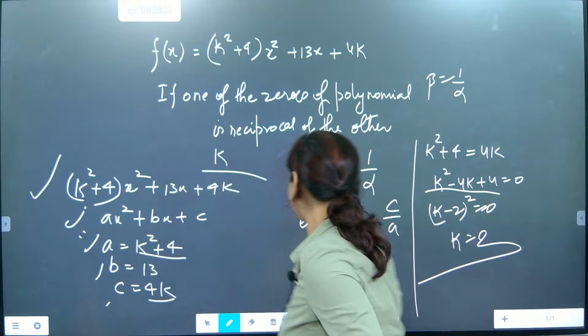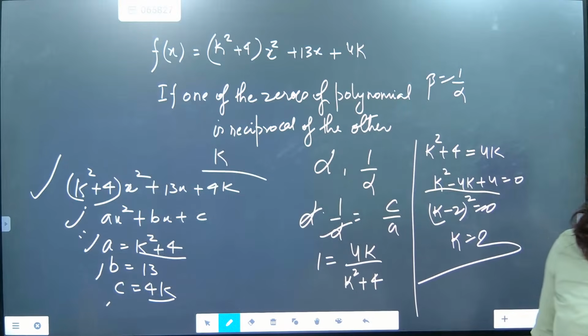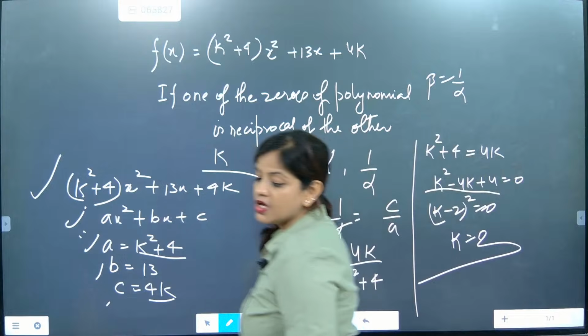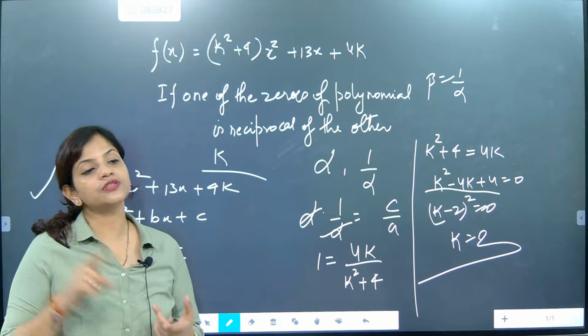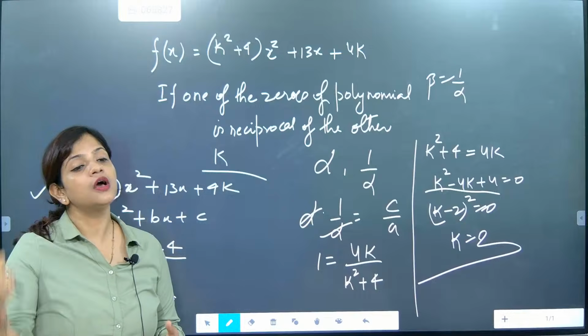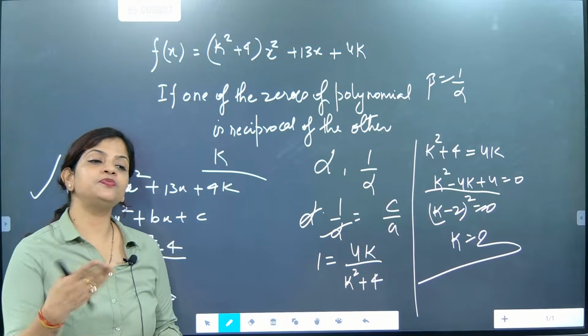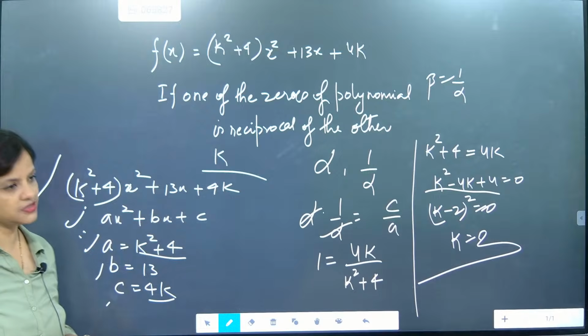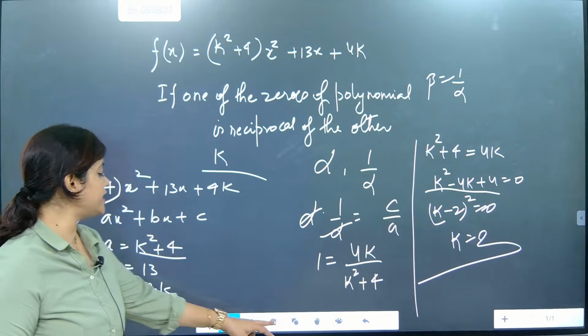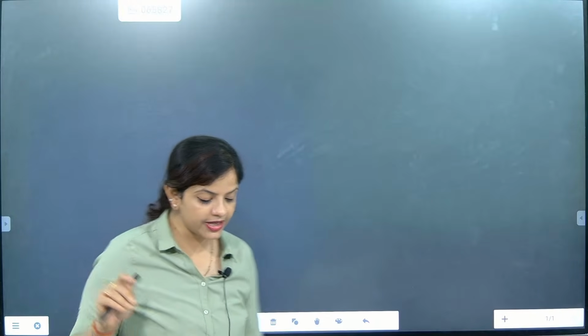Done this one? So you understood now how you are going to deal with it. When they ask you a question to find the value of k, because one of the roots is the reciprocal of the other, beta will become 1 by alpha. Search the easiest path and get the answer. Got it? Now we will go for the next question. Please kindly note down the next question.